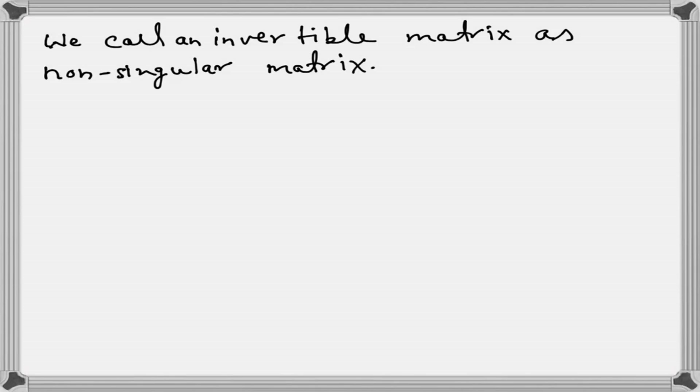Okay, so we know how to calculate the determinant. So now what is the adjoint? The adjoint of A is nothing but the transpose of the cofactor matrix.